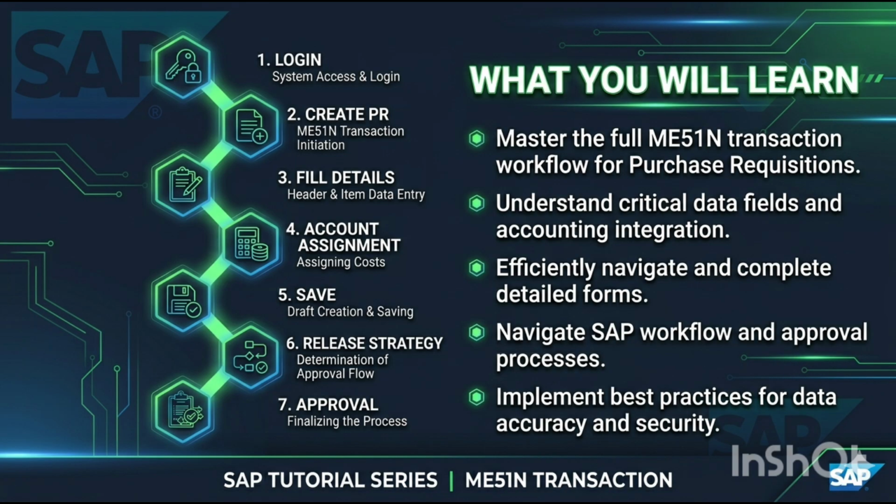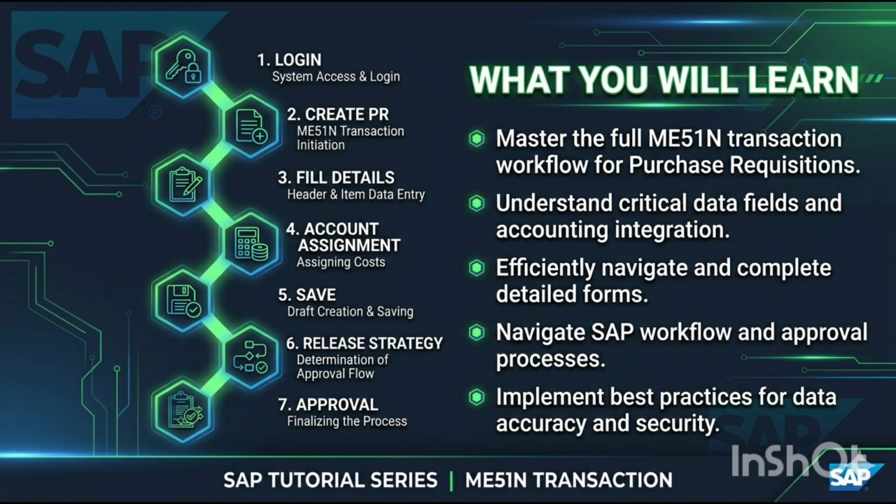In this video, we will follow a clear structured agenda. First, we will understand what a purchase requisition actually is and why it is important in the procurement cycle. Then we will learn how to navigate and open the ME51N transaction. We will go through the initial screen, header data entry, and item overview, where we enter material details and quantities. After that, we will cover account assignments, categories, cost centers, GL accounts, and additional text.